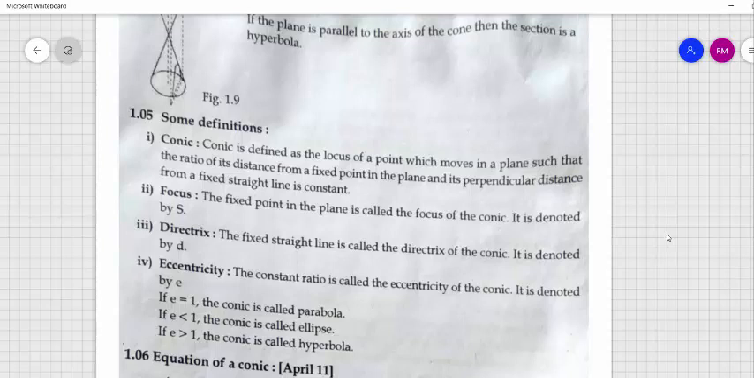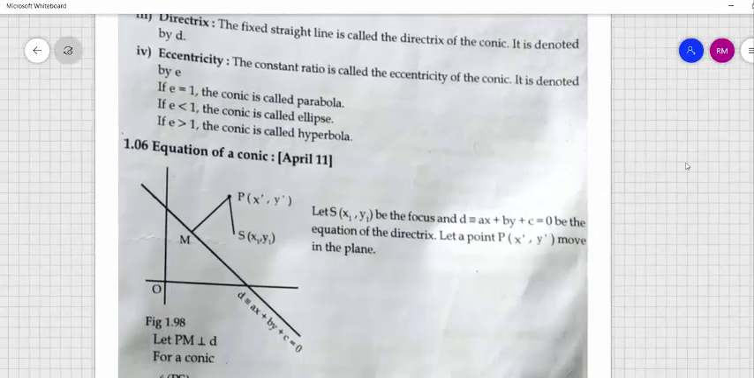Focus: the fixed point in the plane is called the focus of the conic, and it is denoted by S. Directrix: the fixed straight line is called the directrix of the conic and is denoted by D. What is eccentricity? The constant ratio is called the eccentricity of the conic, denoted by e. There are three types of conic: if e equals 1, then the conic is a parabola. If e is strictly less than 1, then the conic is an ellipse, and if it is greater than 1, then the conic is a hyperbola.